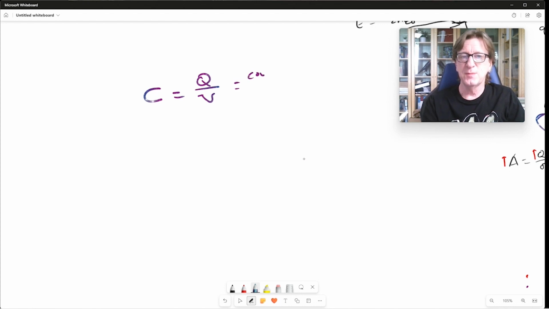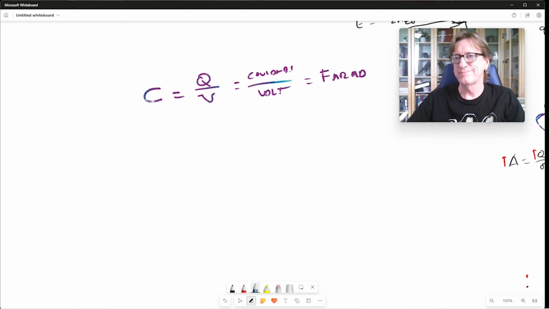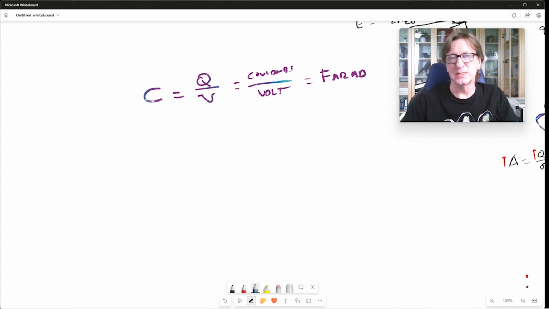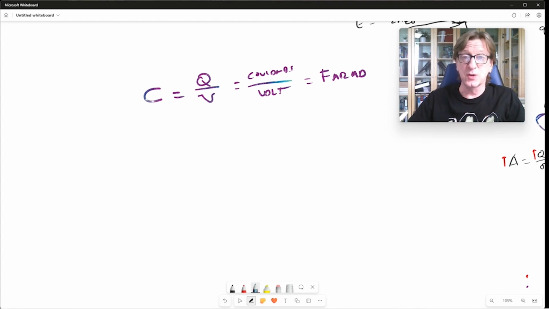Well, the fundamental units are going to be coulombs per volt. The SI unit for that is called the farad, named for Faraday. So the unit of capacitance is a farad. Now, you remember that a coulomb is a huge, big number, so a farad is also a huge amount of charge stored.